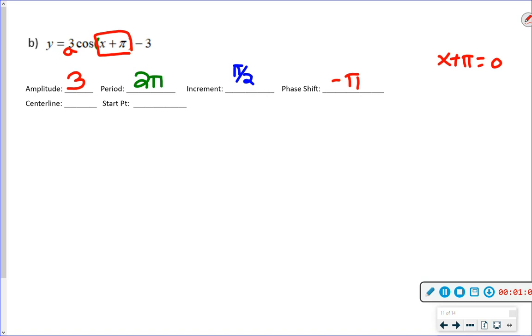And get ready for it. This is a good one. We also have a vertical shift. Our center line is going to change because that negative 3 at the back moves it down 3. So that's your new center line.